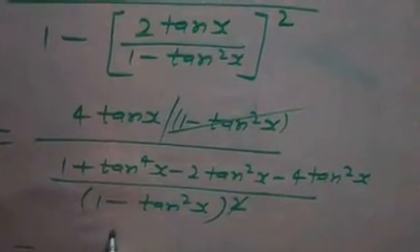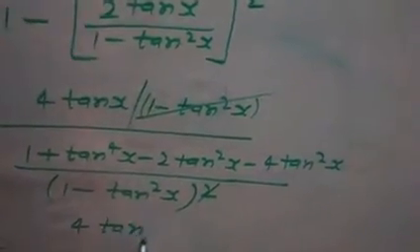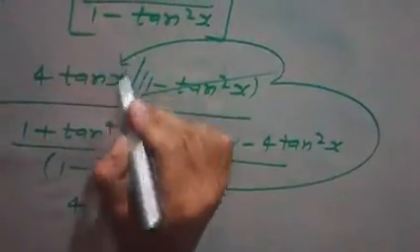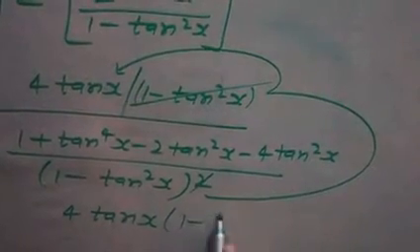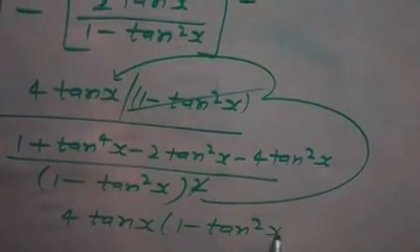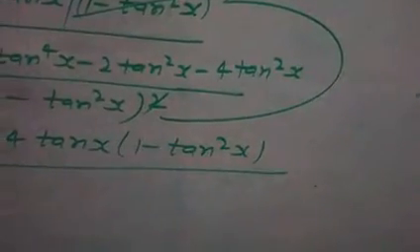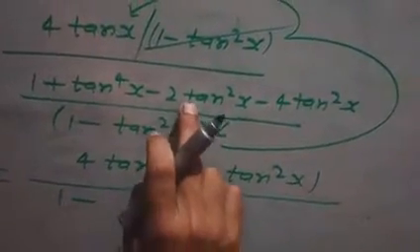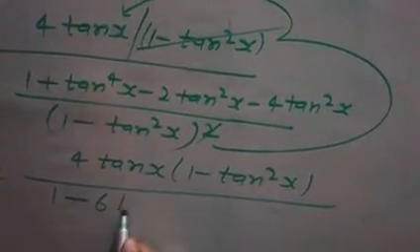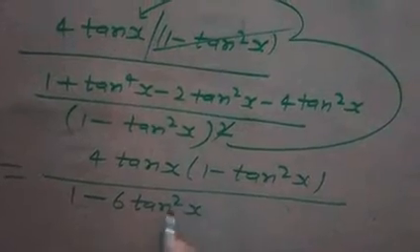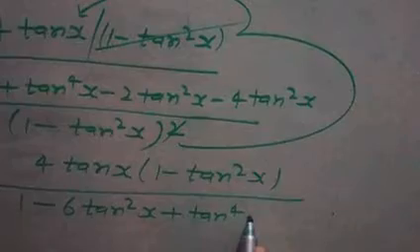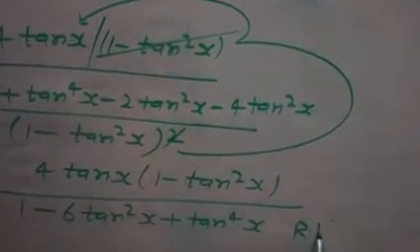So here 4 tan x, and this goes in the numerator, means here 4 tan x (1 − tan square x). Now 1 minus 2 tan square x minus 4 tan square x is 1 minus 6 tan square x plus tan to the power 4 x, and this is our right hand side. Have a look.